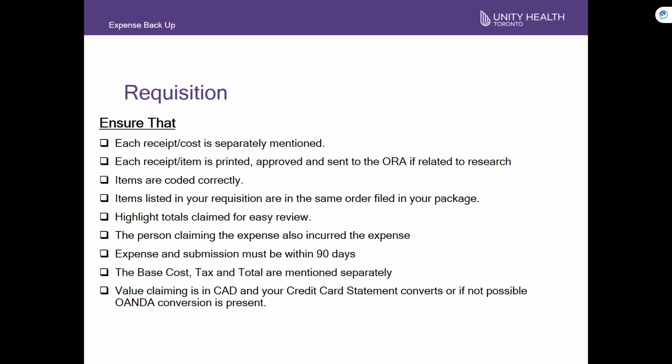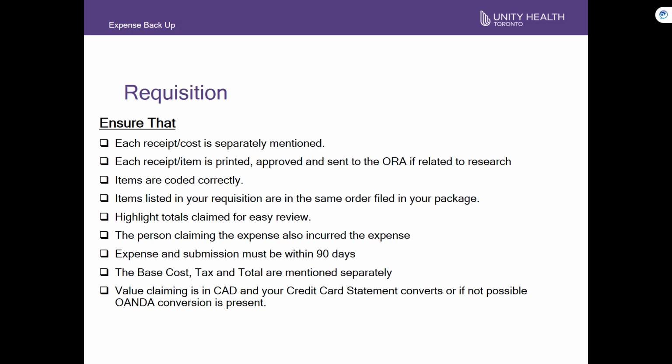The following are guiding principles to ensure a timely reimbursement for your expense. Each receipt cost is separately mentioned. Each receipt item is printed, approved, and sent to the ORA if related to research. Each item is coded correctly. Items listed in your requisition are in the same order filed in your package. Highlight totals claimed for easy review in the ORA.